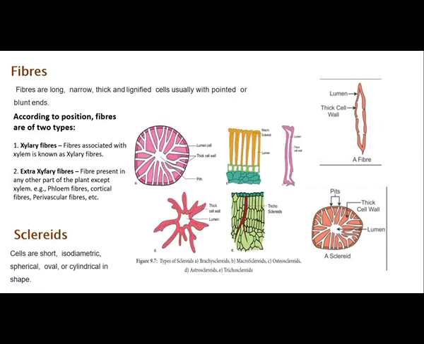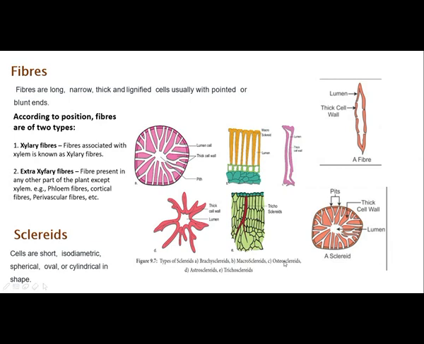Now, according to shape, the sclereid can be of 5 different types. One is the macrosclereid, that is the rod shaped. It is large and rod shaped, and it is found in the hard seed coat of members of Fabaceae family. Another is the brachysclereid, which is also called the stone cell. It is small, oval or rounded, and it is found in cortex, pith, and phloem.